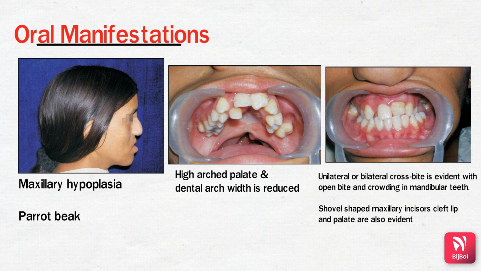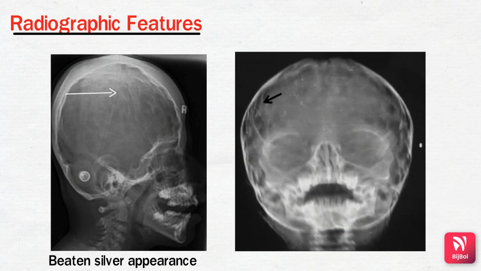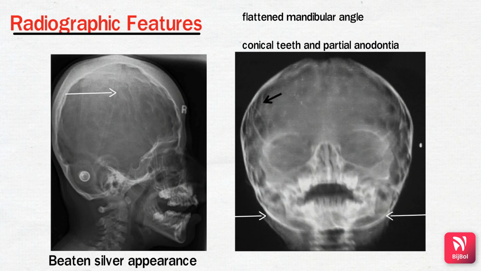Radiographic features. Absence of the sutures. Digital markings in the skull as a result of increased intracranial pressure from early synostosis of the cranial sutures is seen. And then there is a classic feature called the beaten silver appearance. The cranial walls are thin with multiple radiolucencies appearing as depressions or a scalloped appearance of beaten silver.